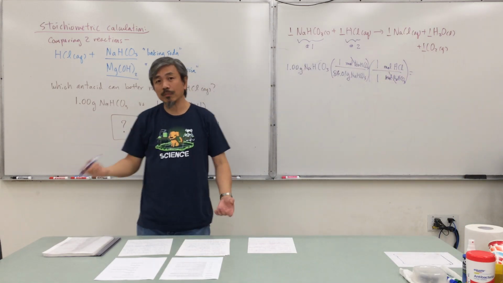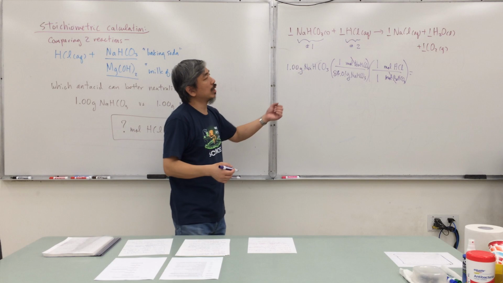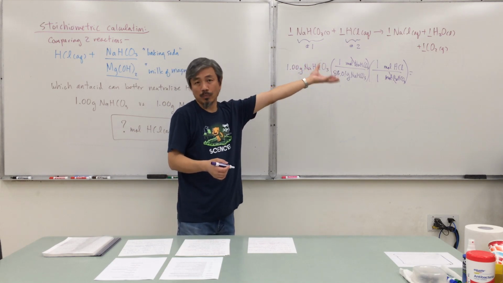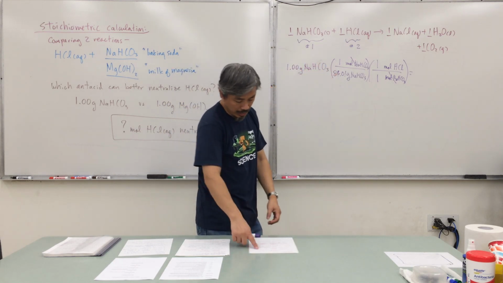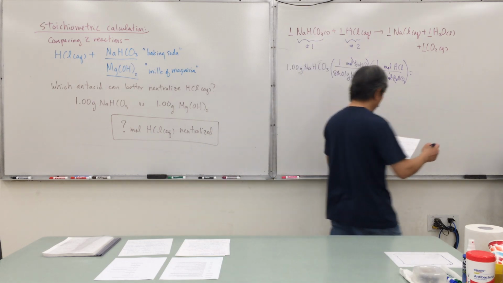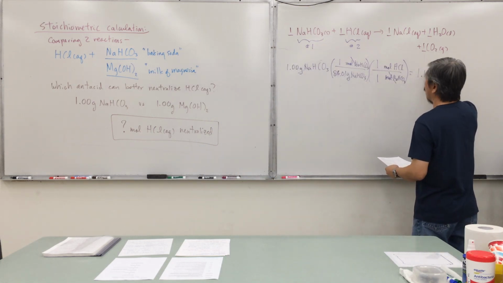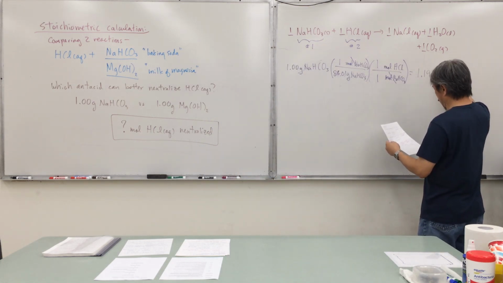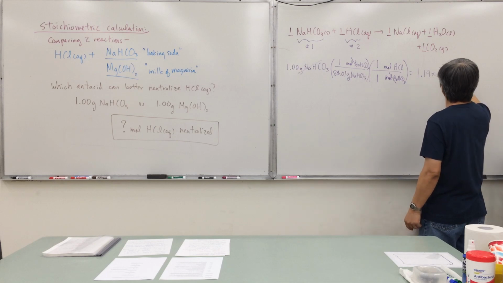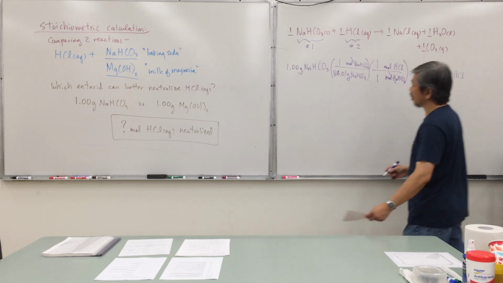So now I've arrived at what I'm looking for. If I were to ask what the mass is, then you can take one more step and find the mass at that point. And if you go ahead and calculate that, you end up with 1.19 times 10 to the minus 2 moles of HCl.